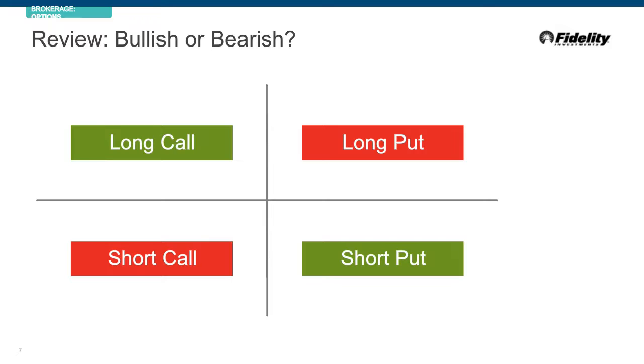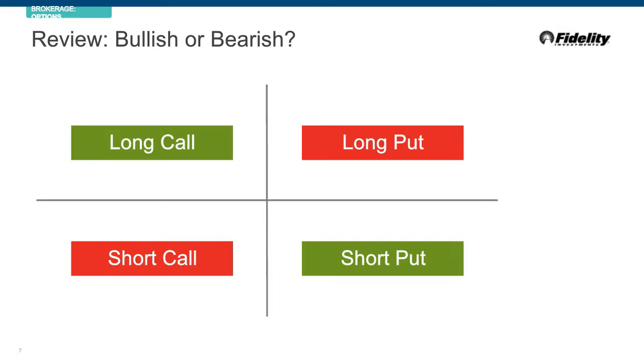So with bullish strategies, our outlook is that the underlying is going to rise in value. With bearish strategies, our outlook is that the underlying is going to fall in value. And with each of these, we have one bullish strategy that involves buying an option, one bullish strategy that involves selling, one bearish strategy that involves selling, and one bearish strategy that involves buying. And as they're color-coded, they might be what you expect. So the long call is a bullish strategy. So is the short put. Our bearish strategies are going to be the long put and the short call.